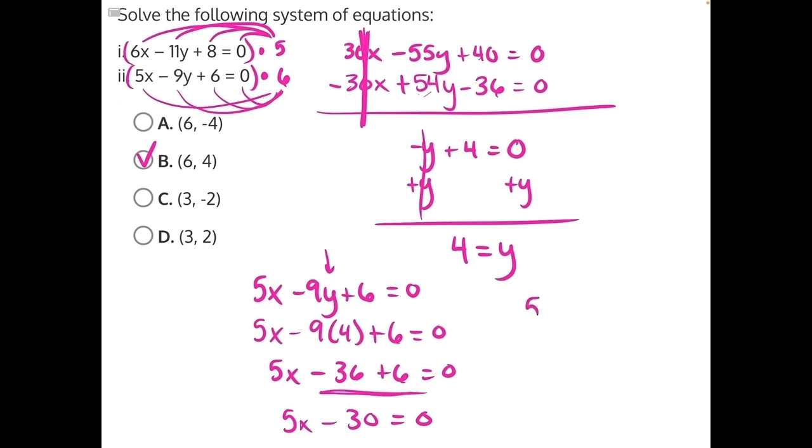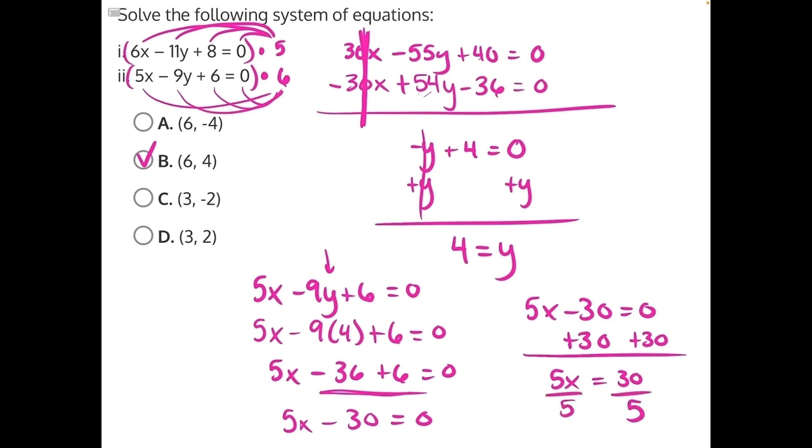And I'll go ahead and move this over so I have more room. Then opposite operations, we can add 30 to both sides. We'll have 5x is equal to 30. Then finally, we'll have to do opposite operations one more time to divide both sides by 5. These will cancel, leaving us with x is equal to 30 divided by 5 is 6, making answer choice B our correct answer.